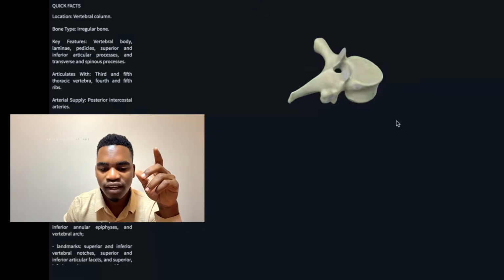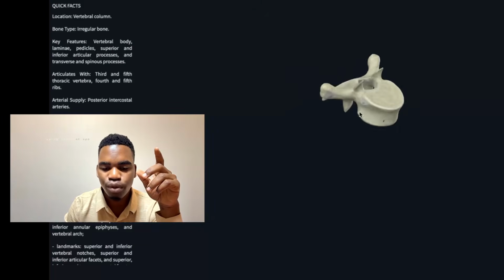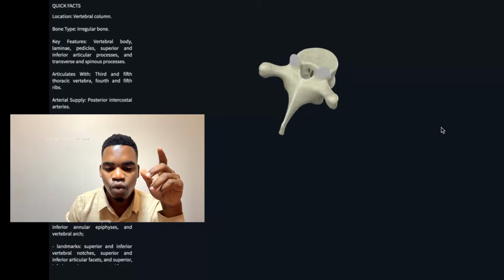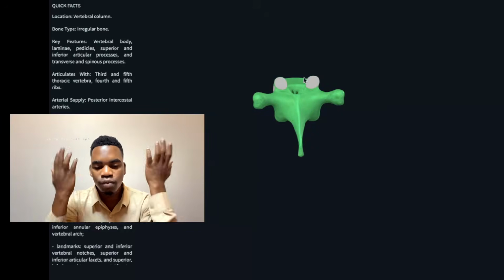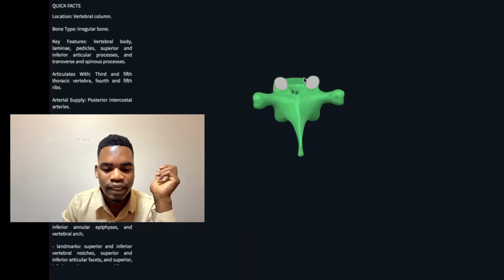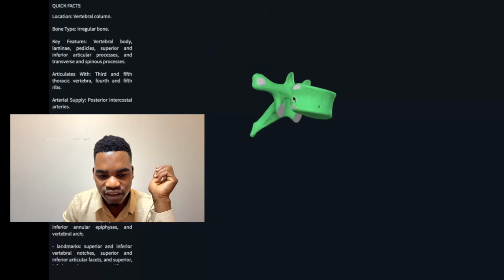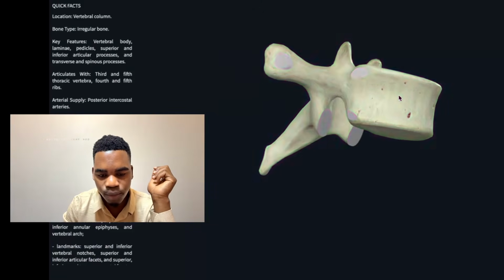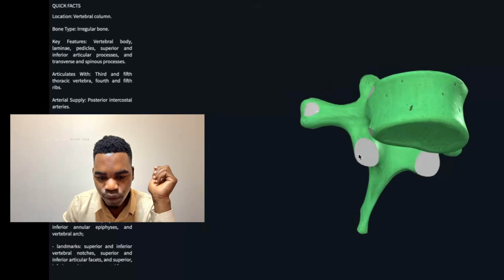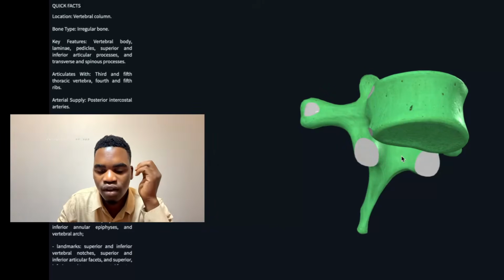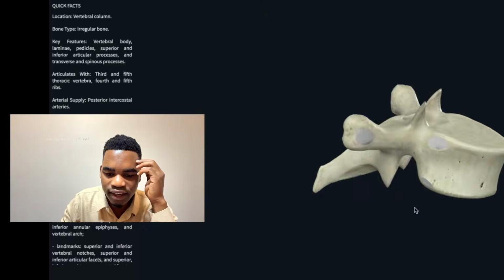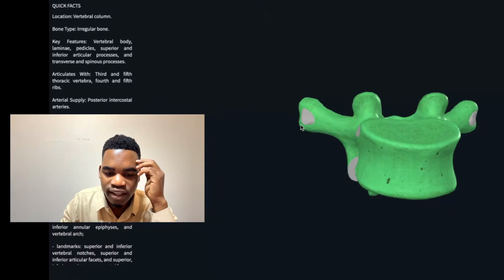But what about the articulating processes or articular facets? We said the superior articular facets are expected to point a little bit posterolaterally, but the inferior articular facets, let me show you here, are pointing a little bit inferior and a little bit to the medial side. But the transverse processes here are expected to have two articulating facets.